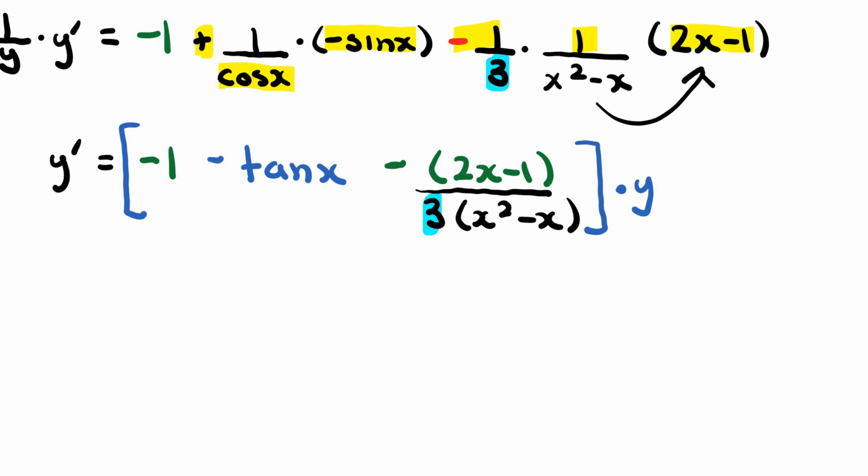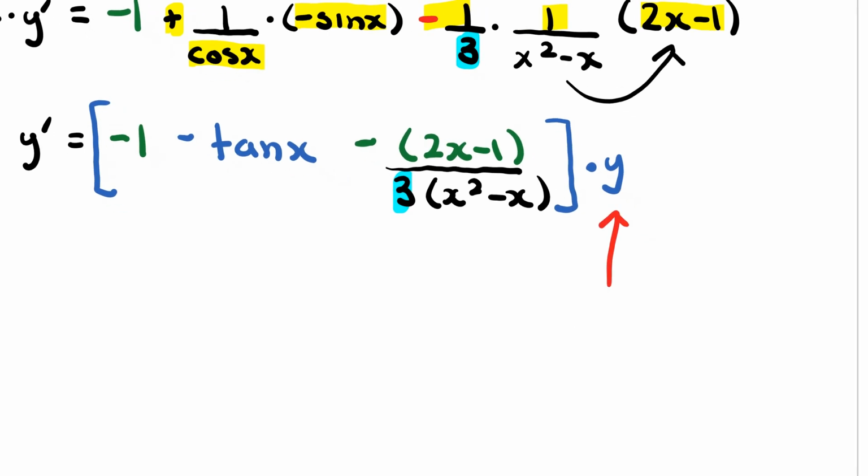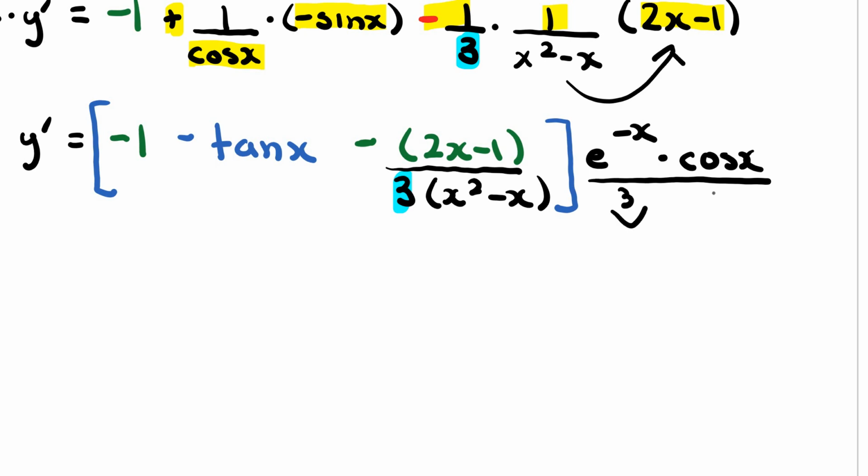And then once again, what is this y equal to? Well, that's equal to the original function, and the original function is a little bit ugly. If you recall, it's e to the negative x times cos x, all divided by the cube root of x squared minus x. All right, so that's it for that particular question. It was a little bit longer with a few more steps involved, but hopefully the steps weren't too confusing.